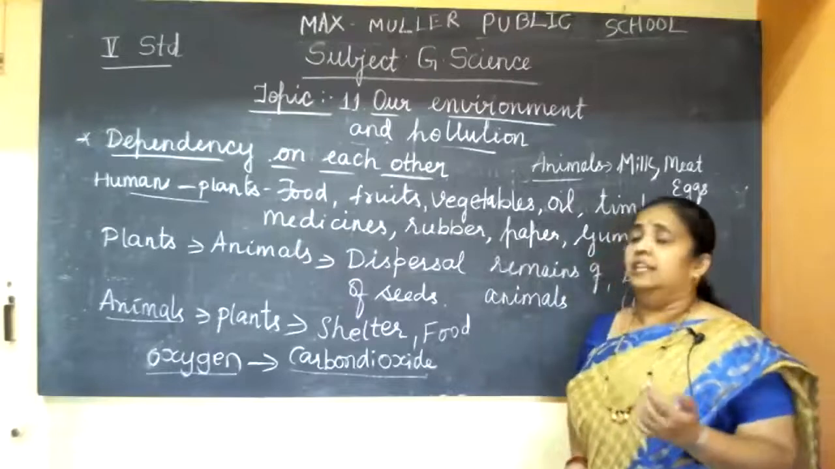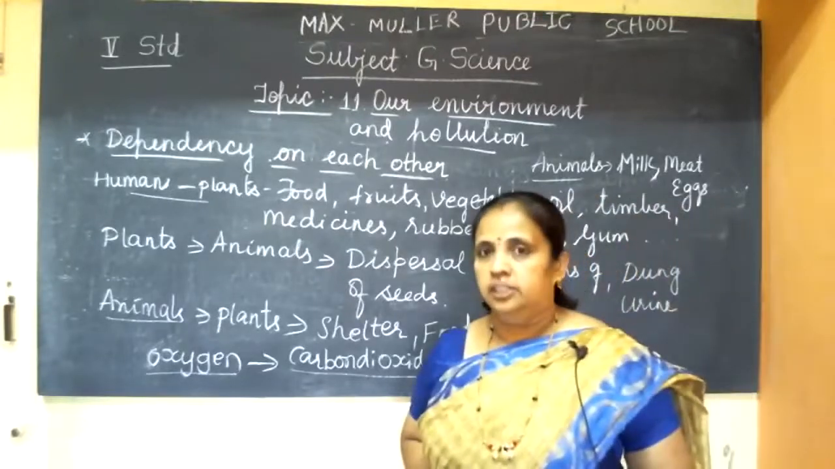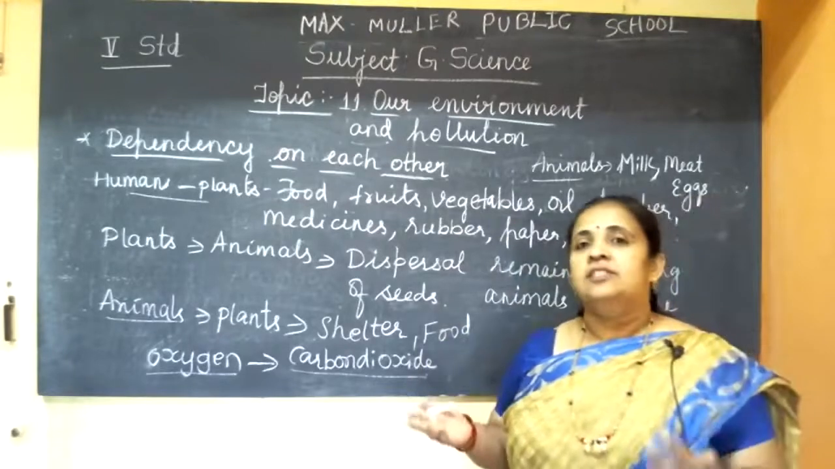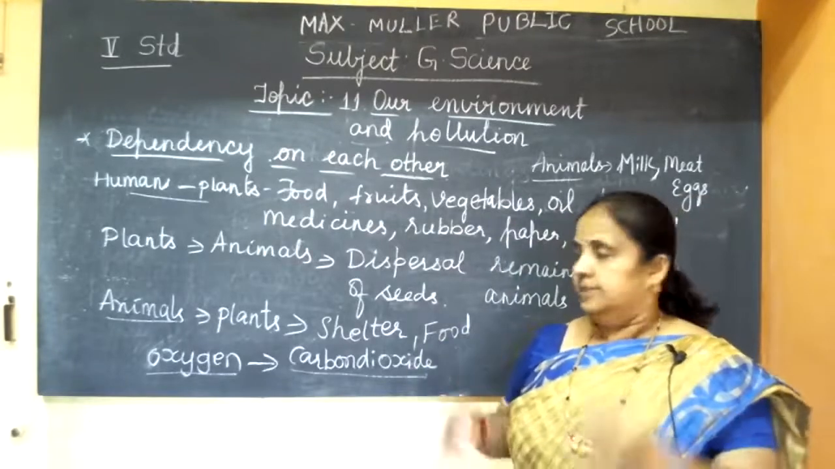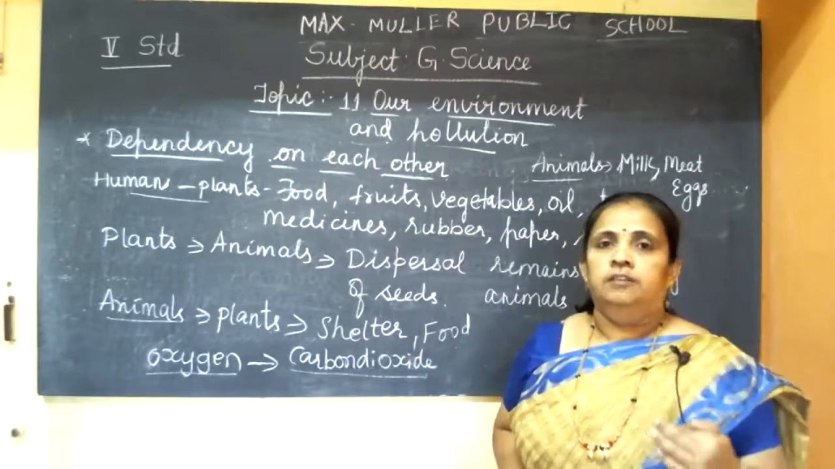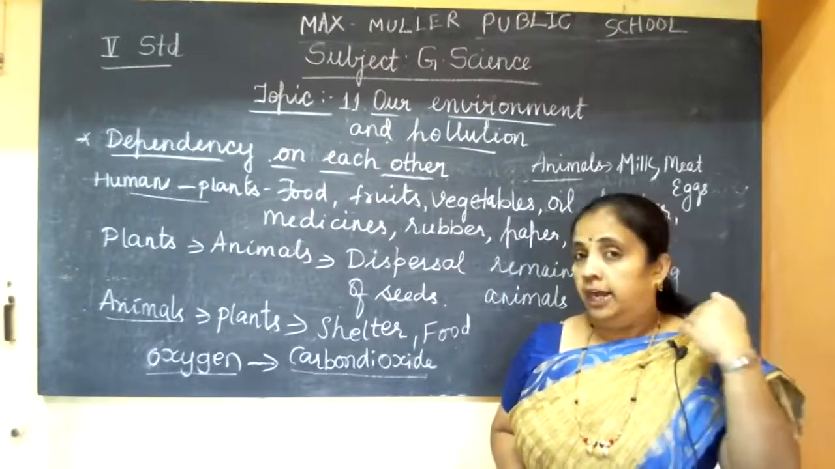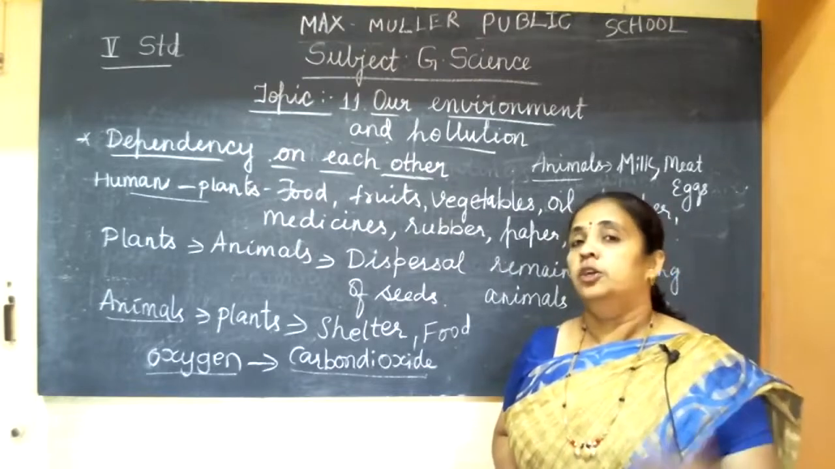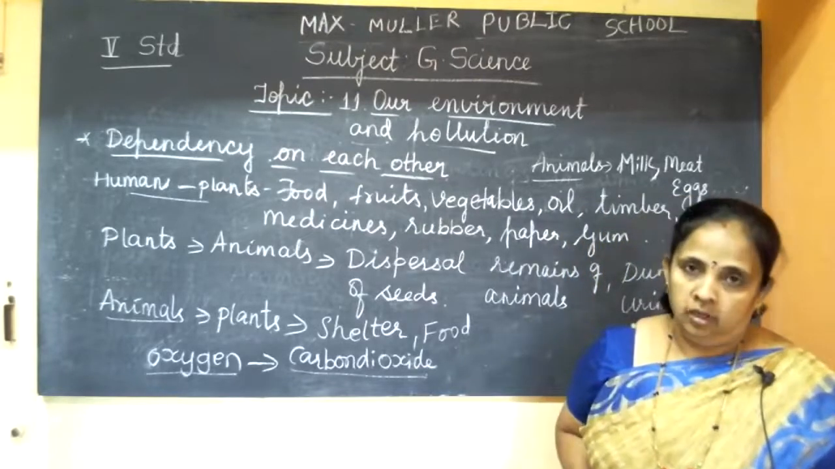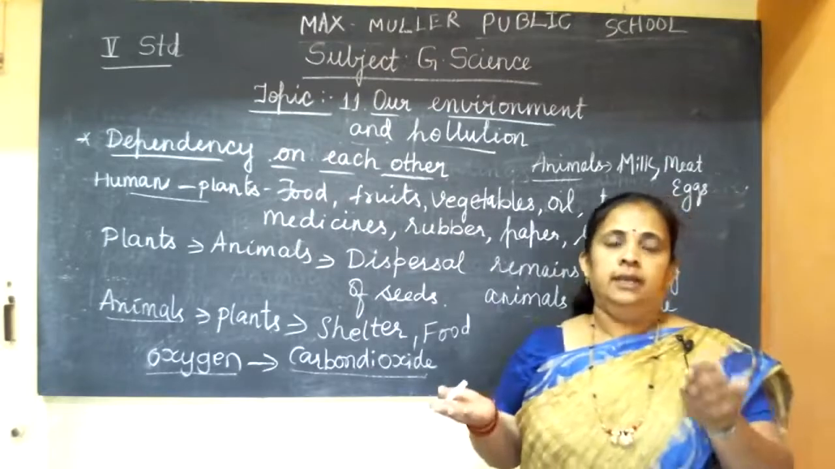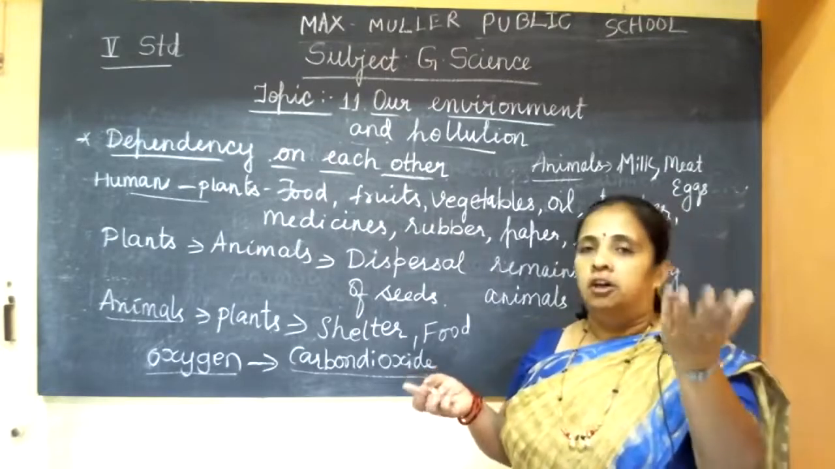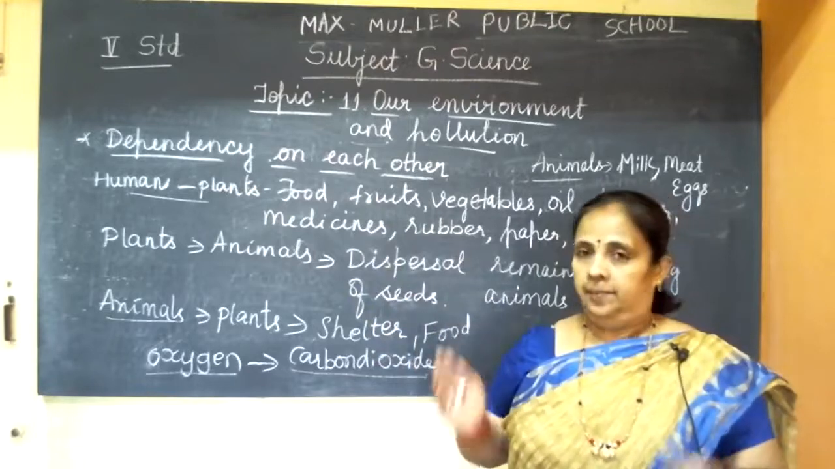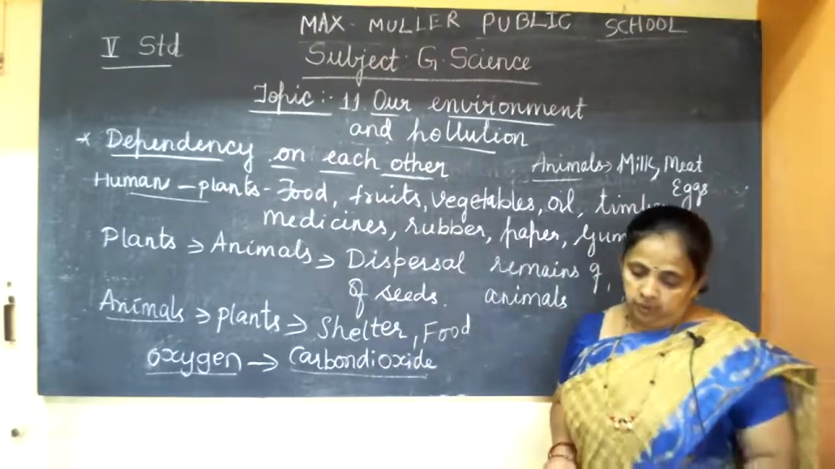So this balance in the nature is very, very essential for the survival of the living beings. If that balance is not there, if plants are not there, then who is going to give us oxygen? And if we are not there, or if animals are not there, who is going to give carbon dioxide? So that balance should be there. We have to give carbon dioxide, take oxygen. That balance is very, very important.